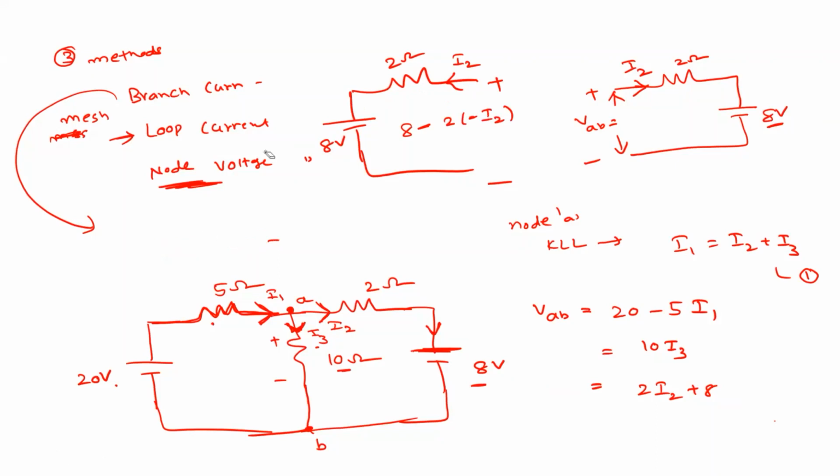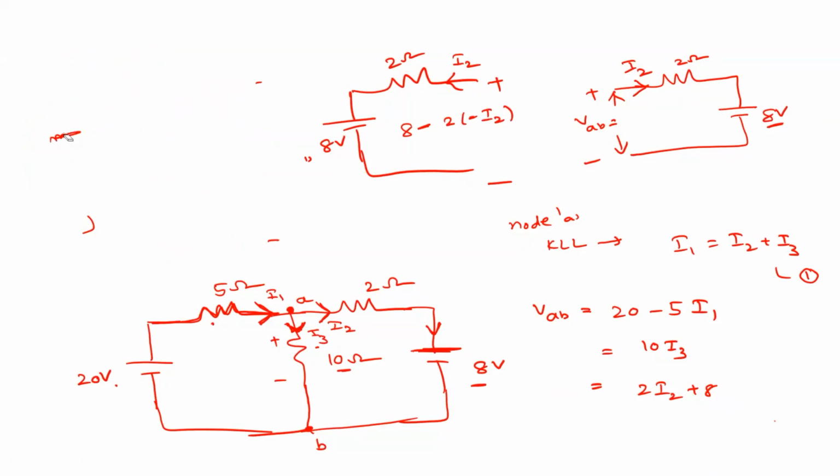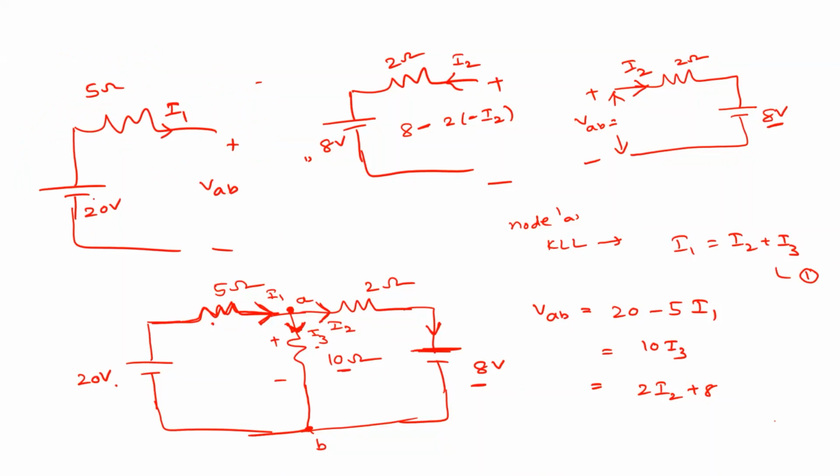So I will erase this one. So this is 20 volts. So this is I1, right? So this is 5 ohm. So this voltage, this is VAB, right? Simply what you said is 20 minus 5 I1, right? Agree? Yes, sir. So here also, the only difference is the current direction, right?